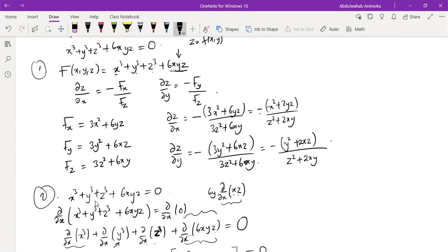Now, your exercise is to use the second method to find del z del y and compare if they are the same thing.